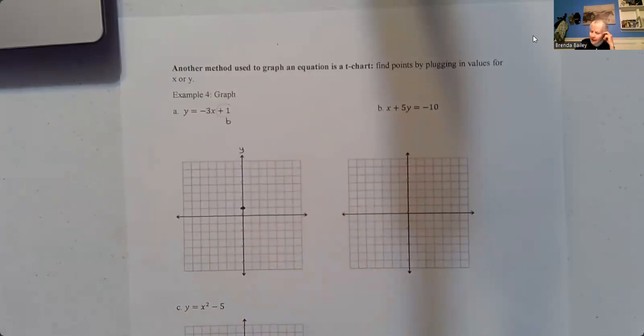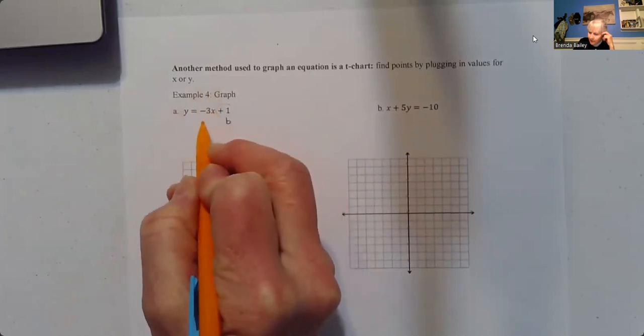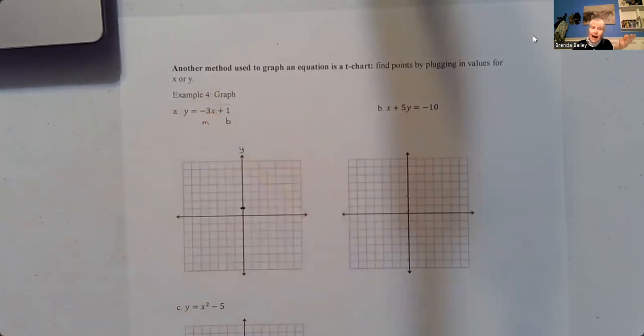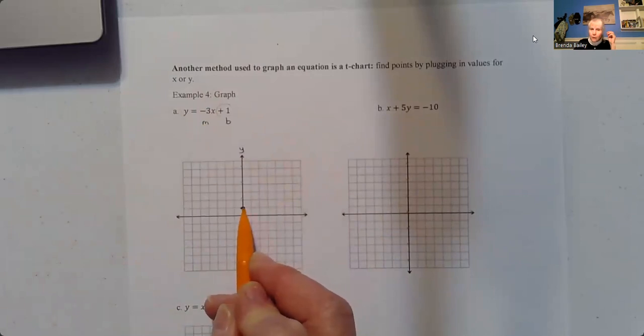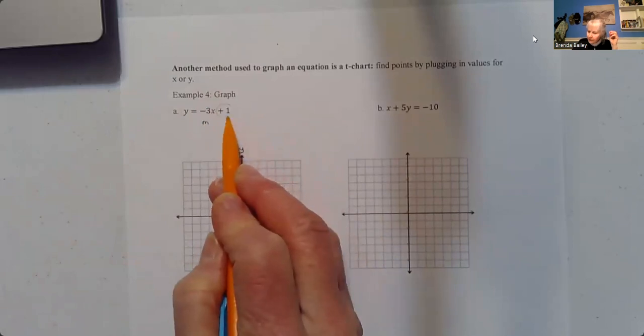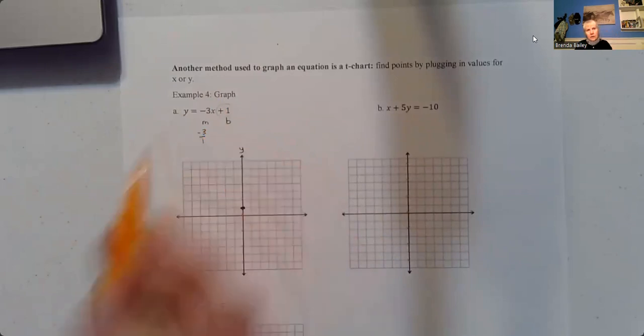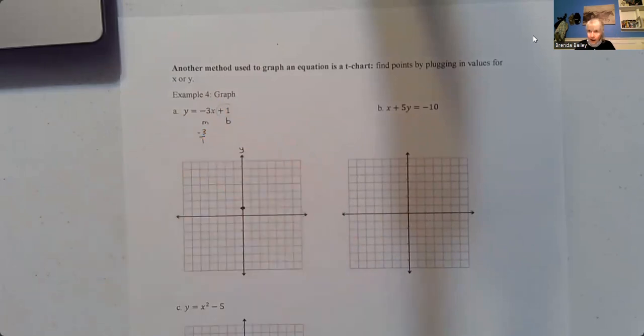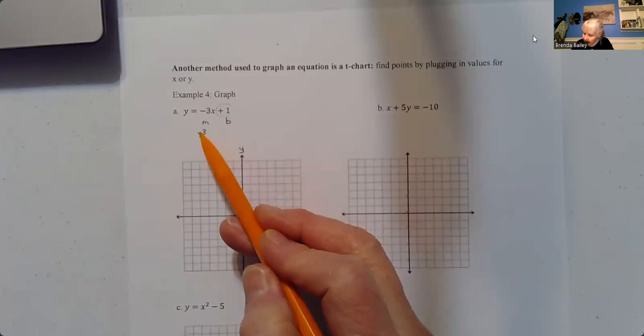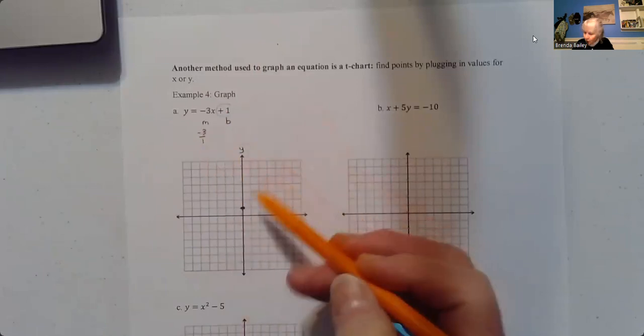Okay, now this -3 is the slope of the line. Now the slope is a path from point to point. The point that you're going from is this 1 right here. So from the 1 where it hits the y-axis, your slope is -3/1. The slope does need to be a fraction because it's a path, rise over run. Because it's negative, we're going to go down from the 1.